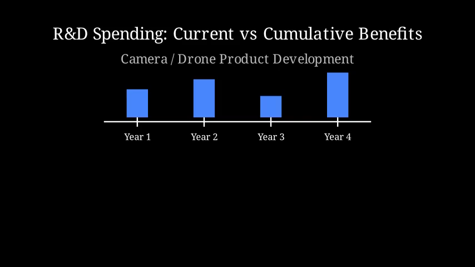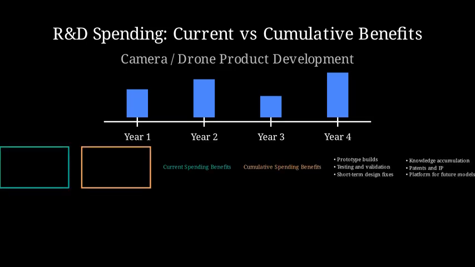Now, let's clarify the benefits of current versus cumulative spending. Current spending gives immediate progress. It pays for prototype builds, testing equipment, new sensors, and short-term design improvements. Cumulative spending builds long-term advantages. It builds up engineering know-how, patented technology, better supply chain relationships, and strong product platforms that help future models. Let's put these side by side so we can compare.